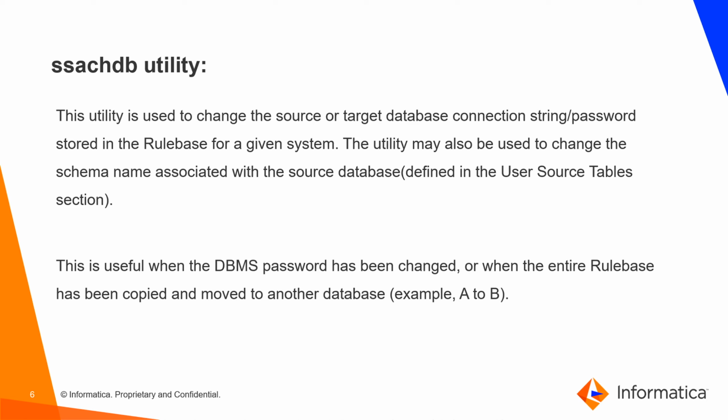So you need to update that in the rule-based content. Another use for this utility is that if the entire rule-based database server is being copied from server A to server B, then in those scenarios the host name will be changed. Due to that the connection string will be changed, and that needs to be updated in the rule-based content.